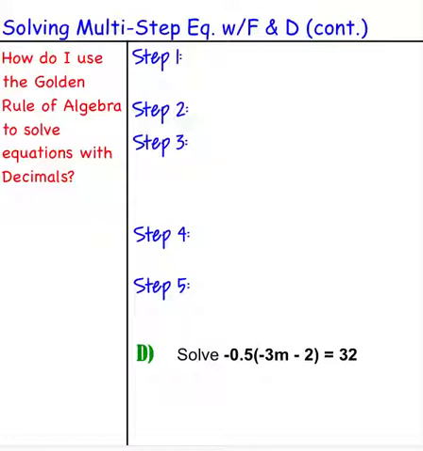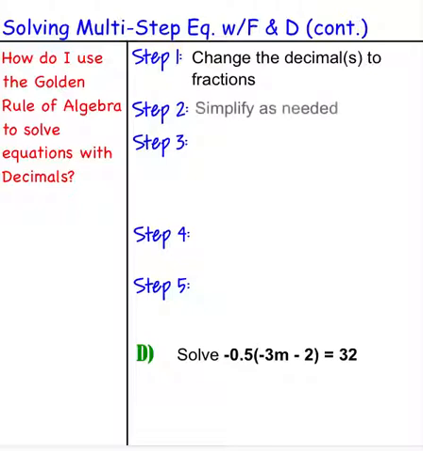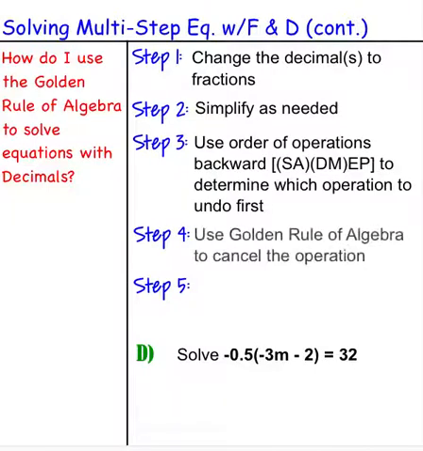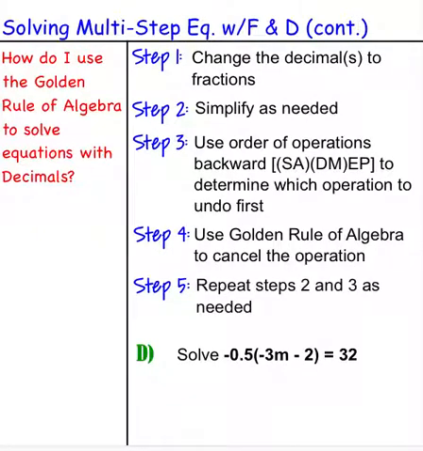And so we're going to summarize first our steps. I wanted to go through that one first. Step 1 really is to change decimals to fractions. If you choose not to do so, that is fine, but please be aware some of these problems can get quite messy if you do not. Step 2, simplify as needed, which in our case, in this last example, was to use the distributive property. And then use order of operations backward, which sounds familiar, to determine which operation to undo first. Then go ahead and use the golden rule to undo it and cancel it. And then repeat your steps. Actually, that should be steps 3 and 4, as needed.